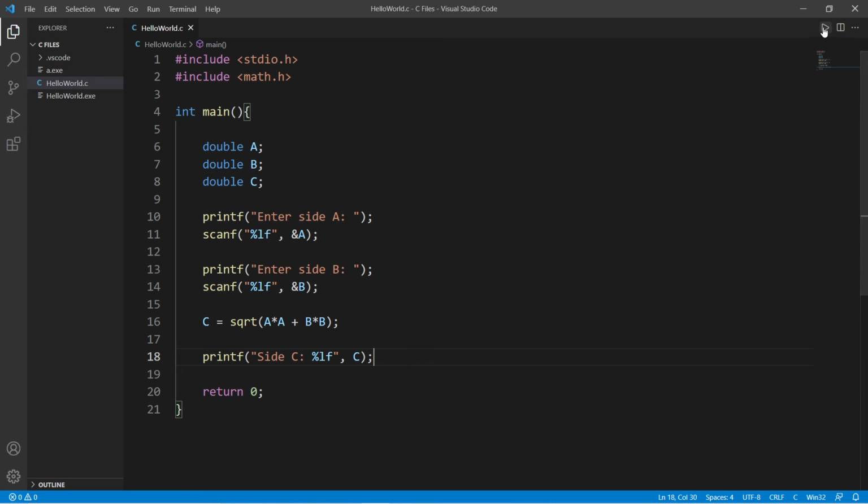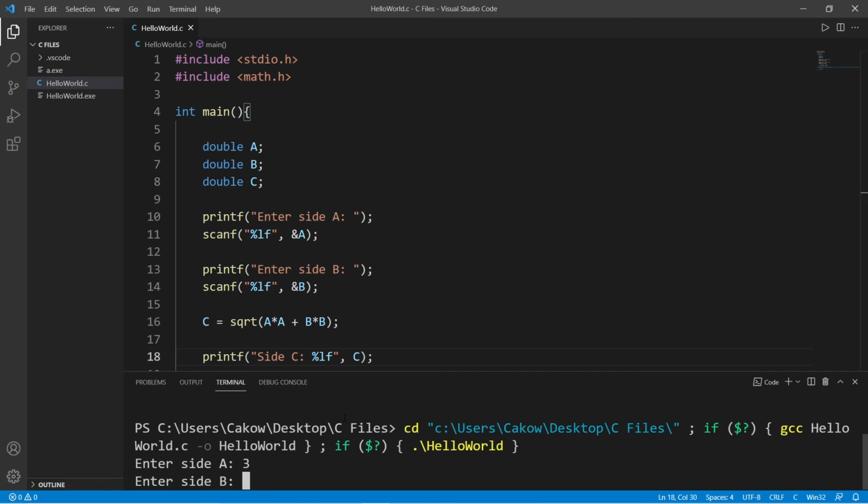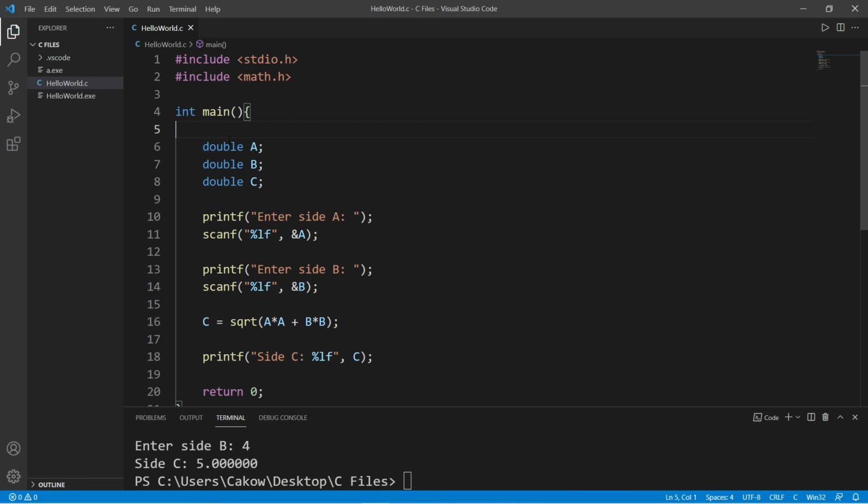And, well, let's try it. So side A, let's say, is 3, side B is 4. That means side C is 5. So, yeah, I thought that would be a good practice program for us to get used to accepting user input.